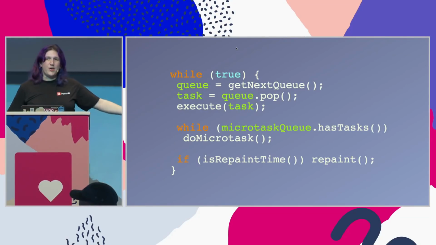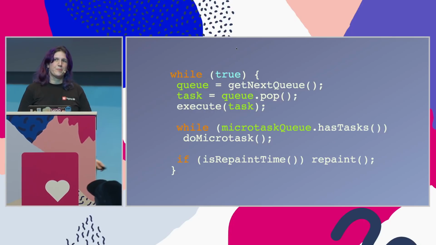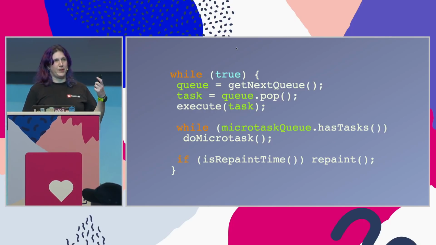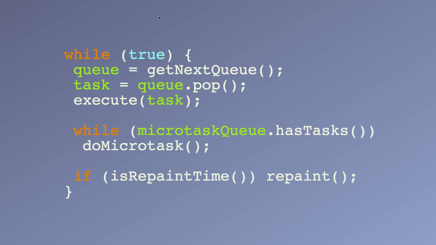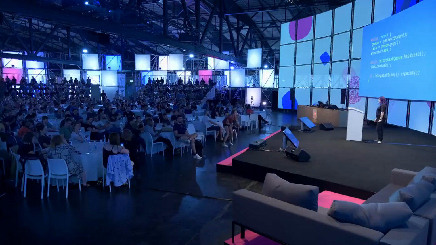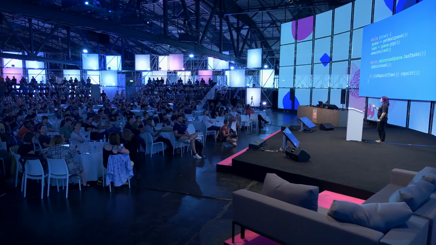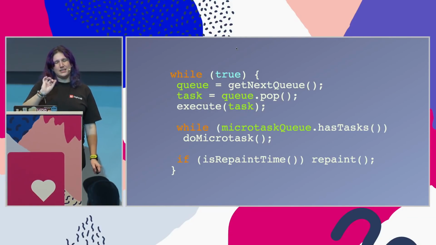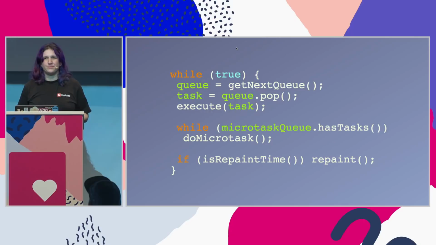So, yeah. Cool, so this is how our event loop looks now. It's still an infinite loop. We're going to pick a queue. We're going to pick a task off that queue, and we're going to run it. And then, as long as there are microtasks to run, we're going to do microtasks. And then once that's done, if it's time to repaint, we'll repaint. Cool, so this is starting to look a little bit complicated. But it turns out it's actually just a little bit more complicated than this.